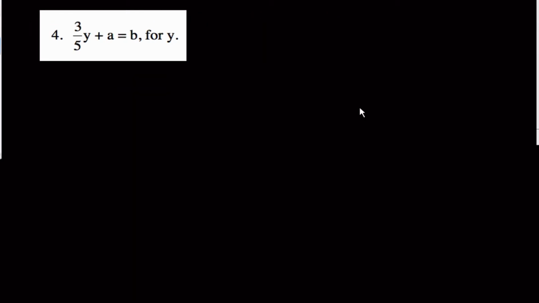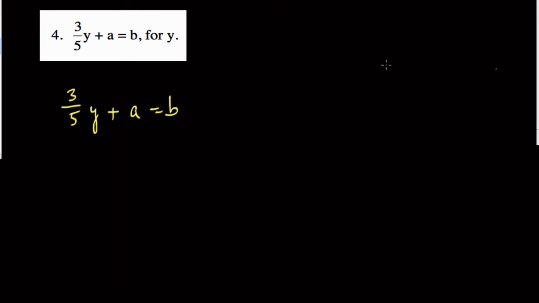Now we'll do number 4. So here is number 4. You're asked to solve for y. Let me rewrite this first. 3/5 y plus a equals b, and you want to get this y by itself. The first thing I would recommend doing is getting rid of every term that doesn't have a y in it. In this case, that's just this plus a.